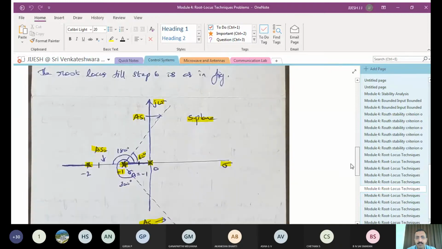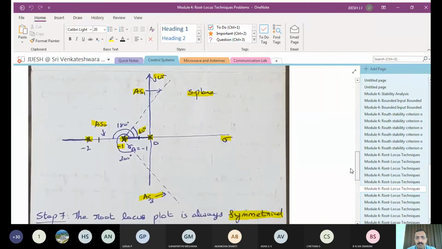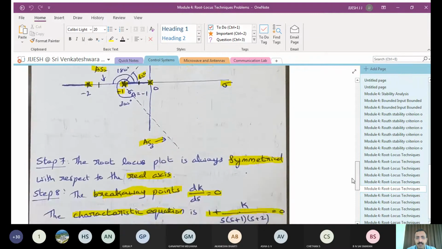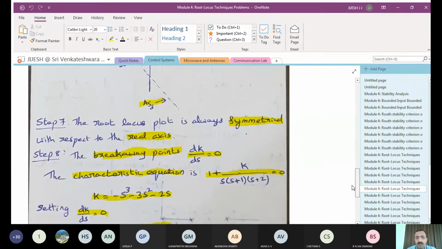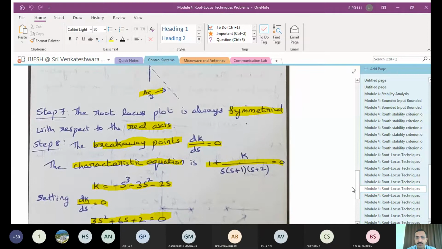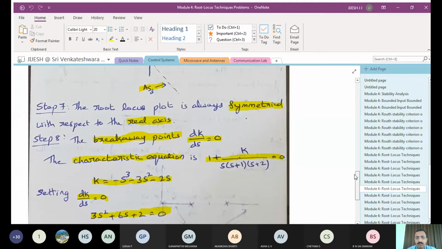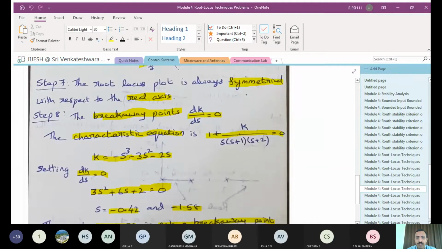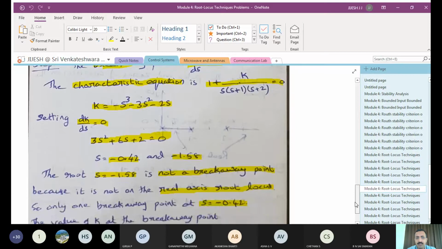We have plotted these asymptotes. So all these things we did in the previous class, and then we also noted that the root locus is always symmetrical about the real axis, and we have also seen the breakaway point, dK/ds equal to 0. We have found the breakaway point, and we took the K equation as 3s cube minus 3s square minus 2s, and took the differentiation with respect to s, dK/ds equal to 0. When we do that, we get s equal to minus 0.42 and minus 1.56.